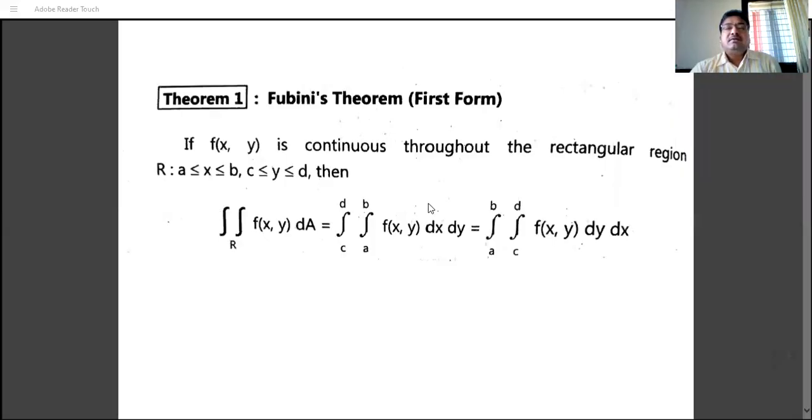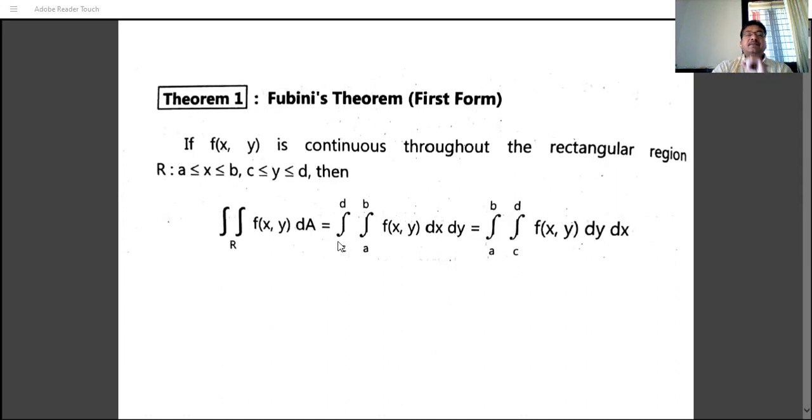So first is Fubini's theorem, or its first form. If f(x, y) is continuous throughout the rectangular region R described as a is less than or equal to x is less than or equal to b, and c is less than or equal to y is less than or equal to d, that is, this is a rectangle, then the double integration over R of f(x, y) dA is the integration c to d, a to b f(x, y) dx dy, or the integration c to d is on y, so write dy first, and a to b f(x, y) dy dx.